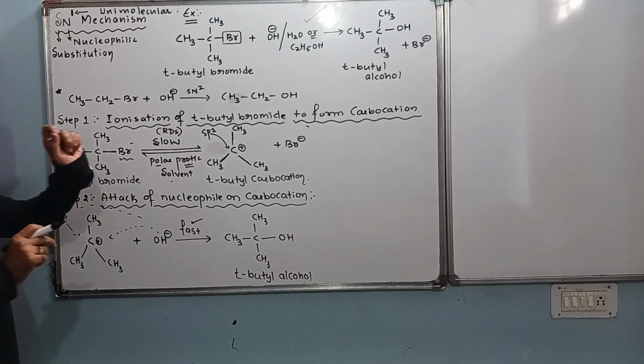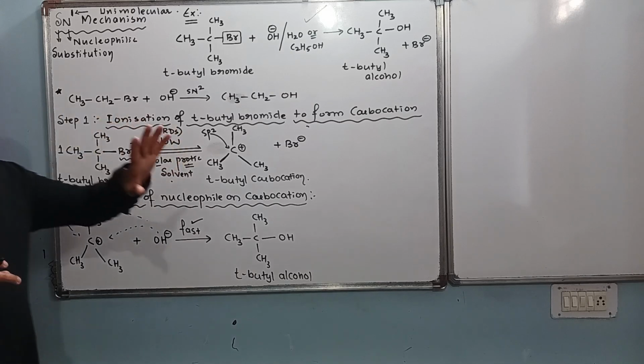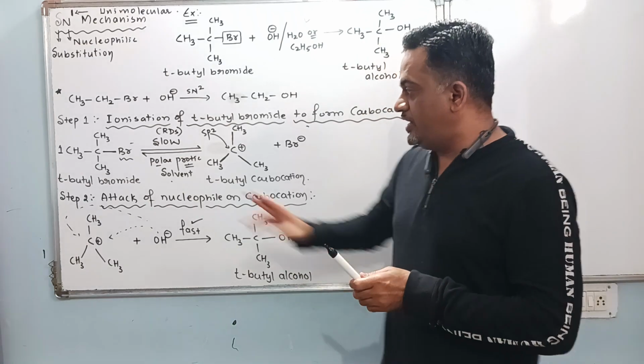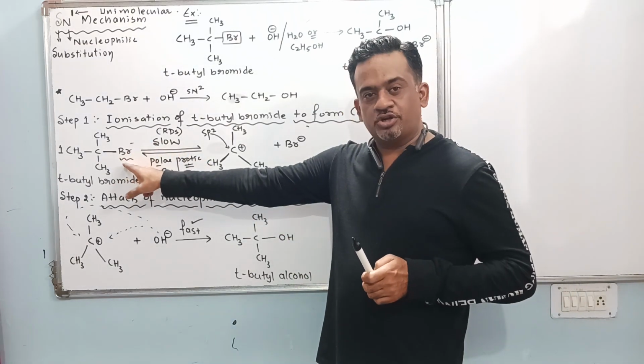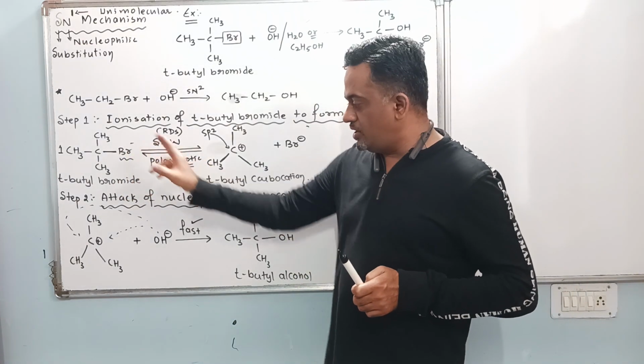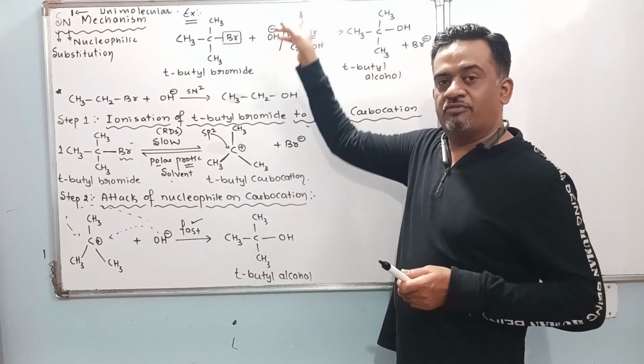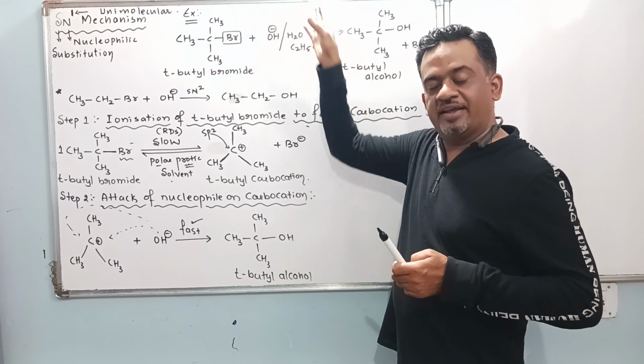So the rate is changed. The rate increases or decreases. The rate of this reaction increases or decreases only based on the concentration of tertiary butyl bromide, not on nucleophile. So nucleophile can be, I told you that nucleophile can be weak or nucleophile can be stronger.